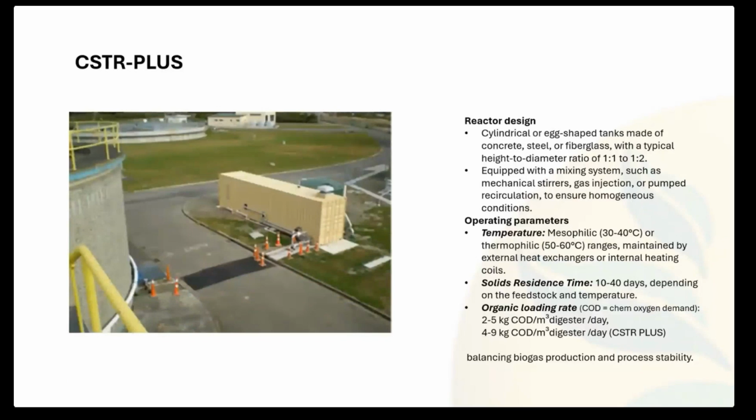Here, an example from New Zealand where the plus feature, a recuperative thickener, is basically housed in a container that is connected up to an existing 50-year-old digester tank, which allowed to double the throughput and the COD loading rate, the permissible COD loading rate, to this already existing digester tank. So it can be retrofitted.